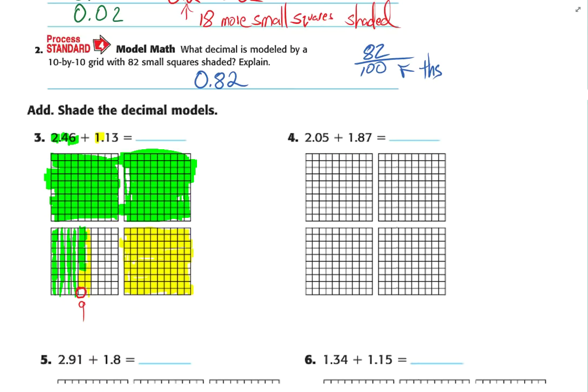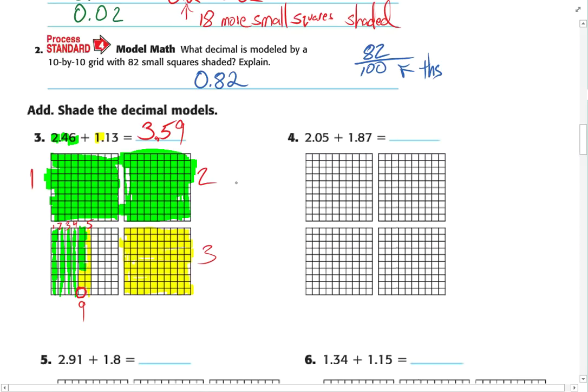So when I go to add these, looking at it, I have 1 whole, 2 whole, 3 whole. So I have 3 whole, and then I have 1, 2, 3, 4, 5 columns of 10 filled in. So that's my tenths. And now I remember I only had 9 of them here, so that's 9 hundredths filled in. So 3 and 59 hundredths.